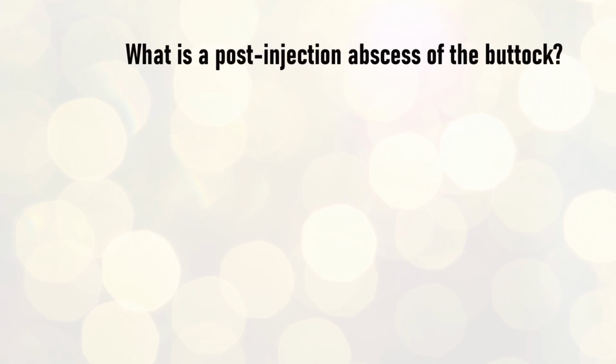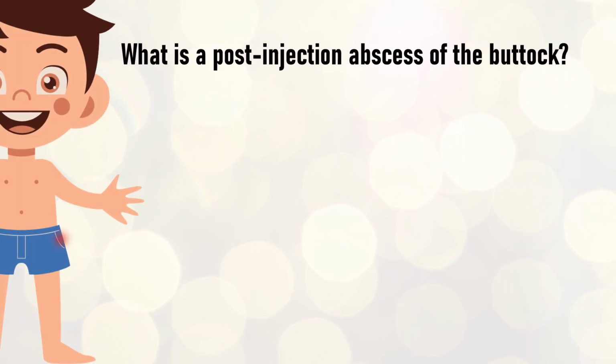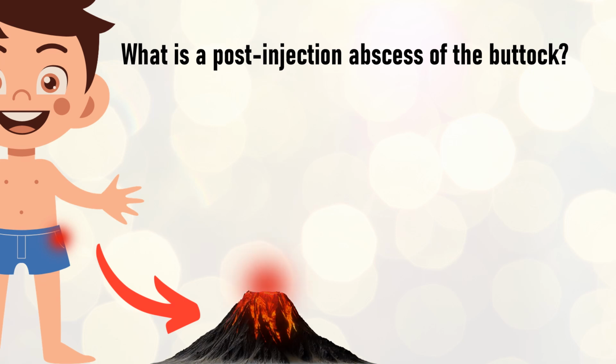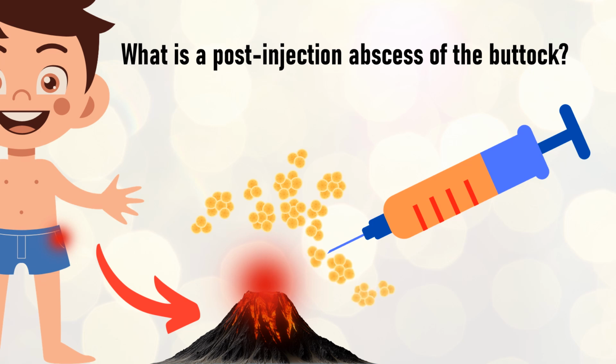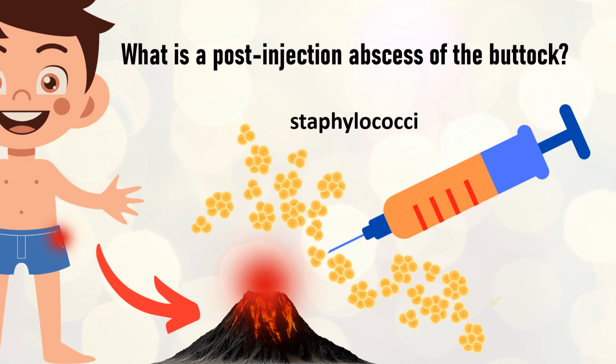A post-injection abscess of a buttock is a localized accumulation of pus in this area of the body. The contents of the abscess are liquid pus that occurs as a result of necrosis of the body tissue. This disorder is a complication that occurs as a result of careless injection into the buttock. Most often, the causative agent of this type of abscess is staphylococcus.